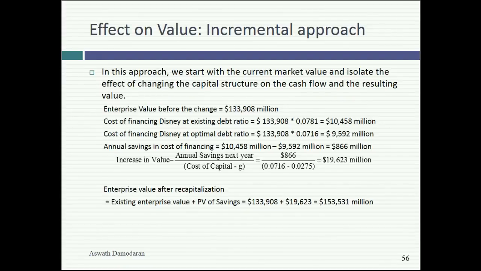That doesn't sound like much, but remember, this is a permanent change in your capital structure. If you have a company that is going to continue to grow in the future, and here you can put in realistic constraints on the growth rate, I'm going to cap it at the risk-free rate. Savings of $866 million growing at 2.75% a year forever gives me a present value of almost $19.6 billion. By moving to my optimal, I'm going to increase my value as a business by about $19.6 billion.